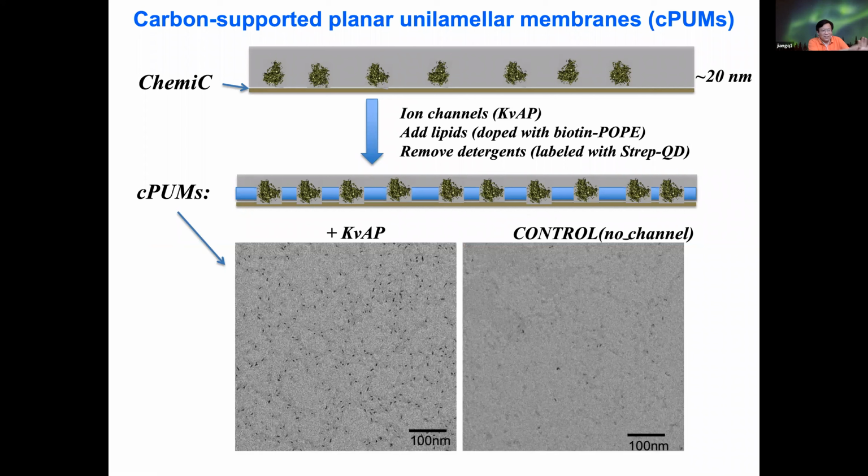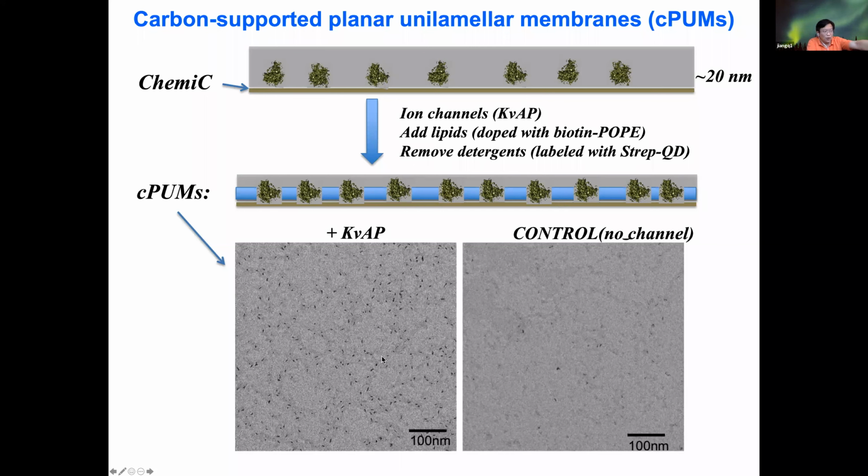Last is a recent development we are working on under the support of NIH. We can use this technology to load transmembrane proteins onto the ChemC surface, and then add lipids into the solution and remove the detergent, so that we can use the loaded membrane proteins to reconstitute a lipid bilayer on the surface.